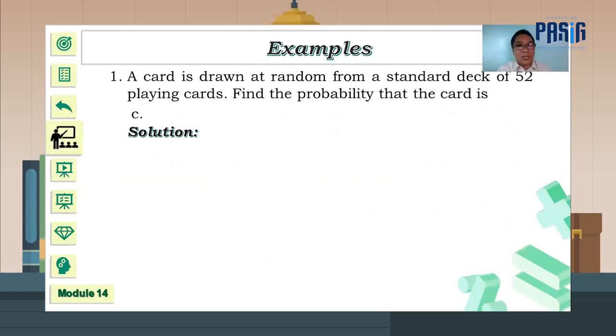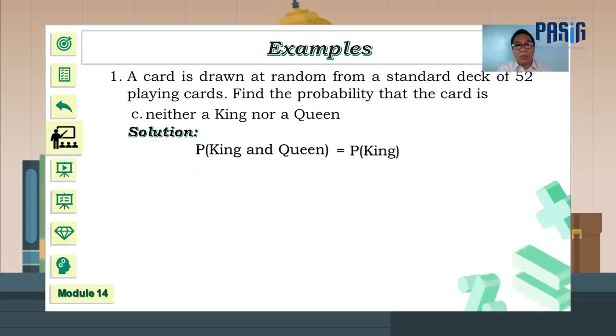Letter C for number 1. Neither a king nor a queen. So in this case, what we are going to do first is to find the probability of king and queen. The probability of king and queen is 2 over 13. And now you can solve for neither a king nor a queen.